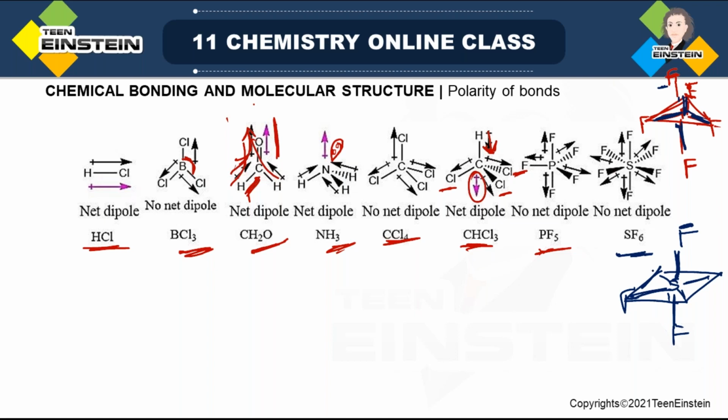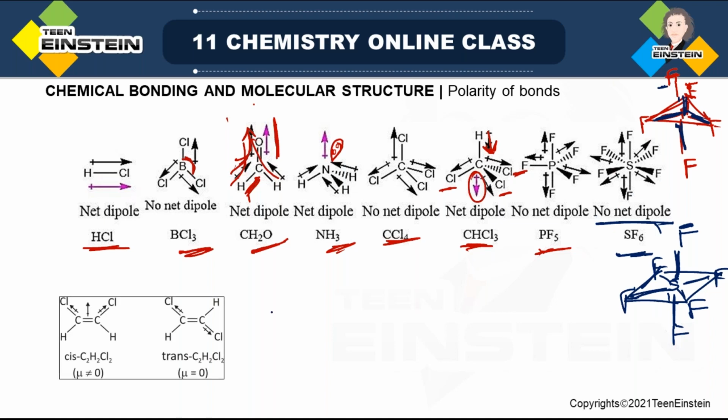But if you look at the molecule, this is actually an overall very symmetrical molecule. And you can also consider the direction of the arrows. It will be from sulfur towards fluorine because fluorine is more electronegative. So they are cancelling each other, and as a result there is no net dipole moment possible.